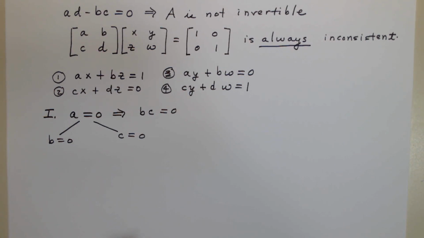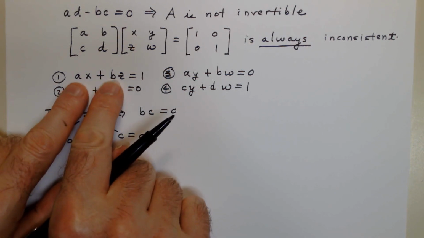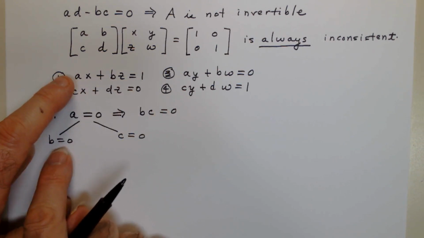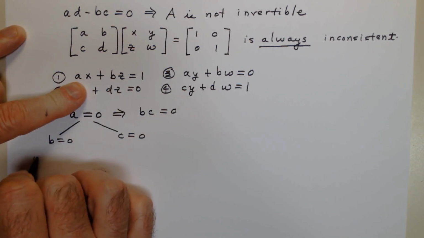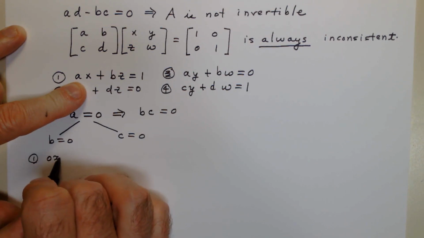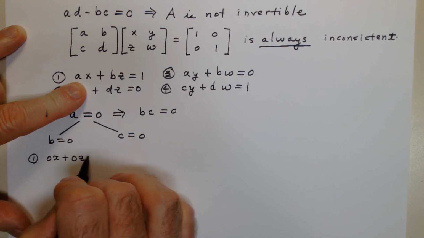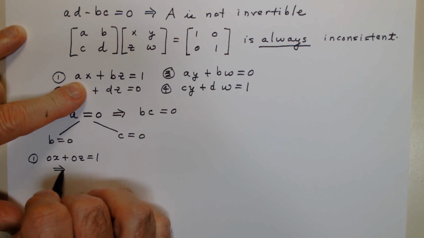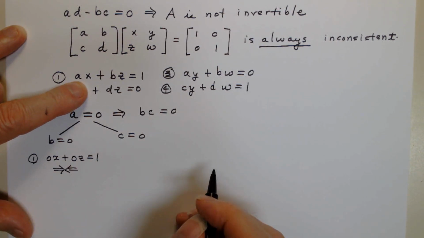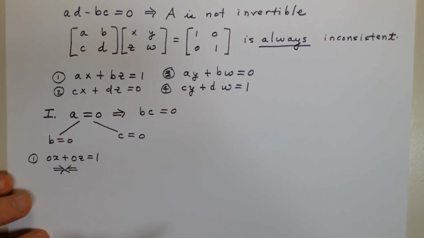Now, if a is equal to 0 and b is equal to 0, let's look at equation 1. In equation 1 here, we would have a equal to 0 and b equal to 0. So equation 1 would read 0x plus 0z is equal to 1, and that's a contradiction. That's an inconsistency.